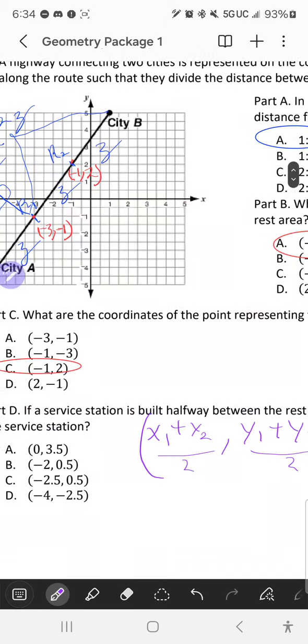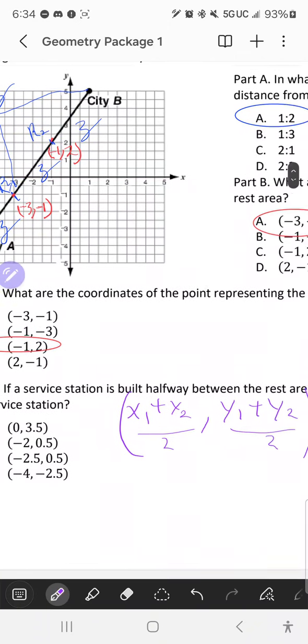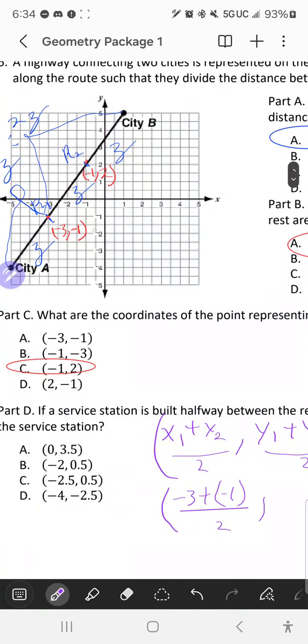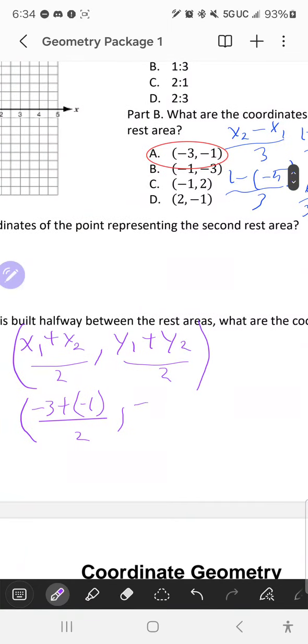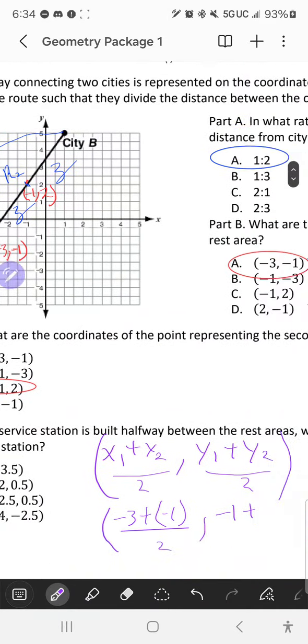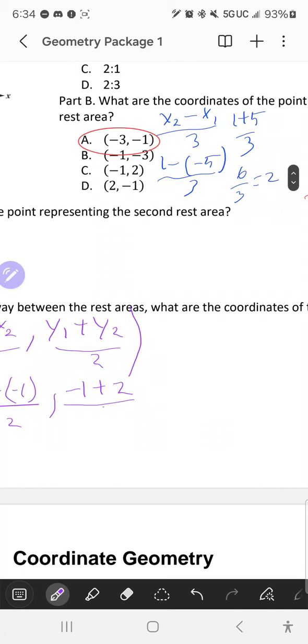So we substitute this. x1, I'm sorry, is going to be negative 3. So negative 3, comma, x2 is negative 1, so plus negative 1 divided by 2, comma, y1 is going to be negative 1 plus y2, which is 2, divided by 2.